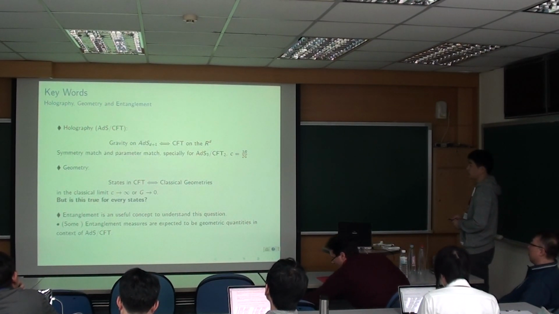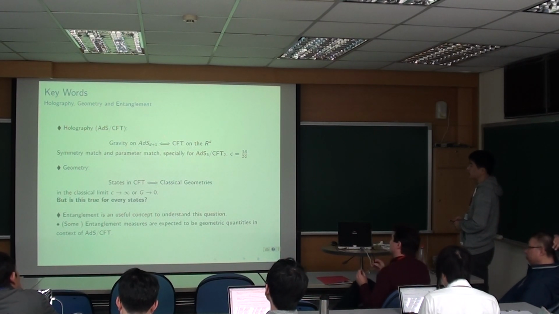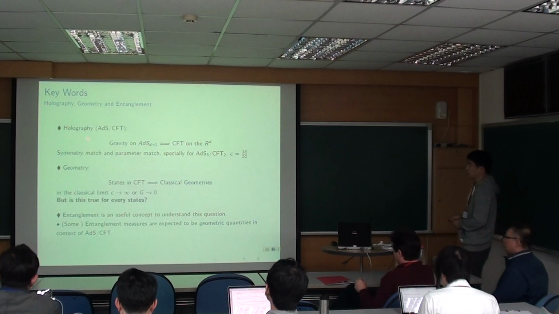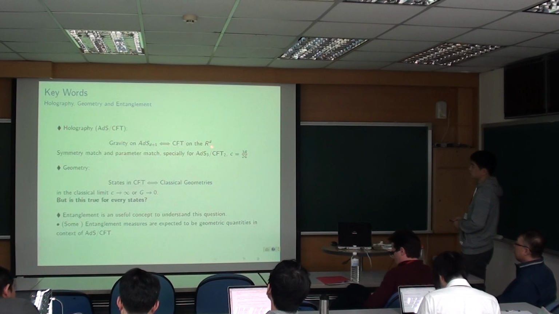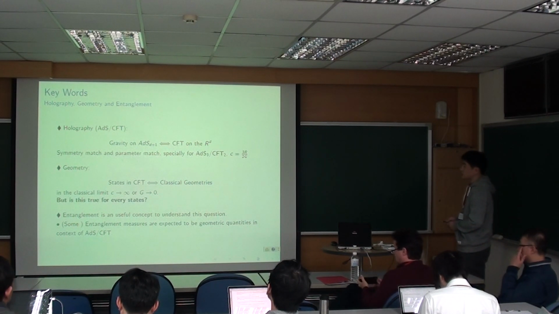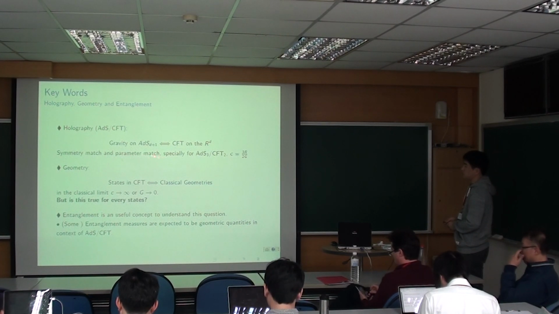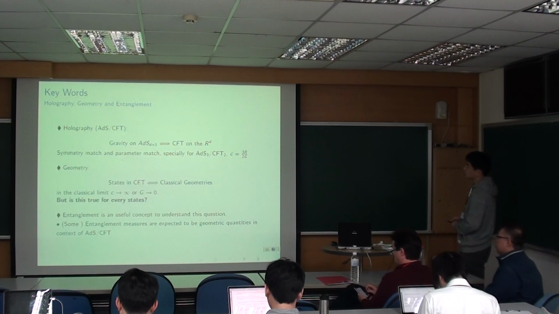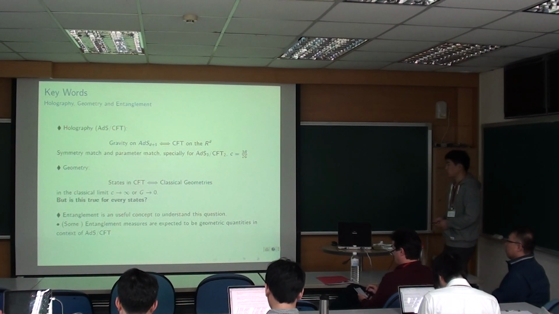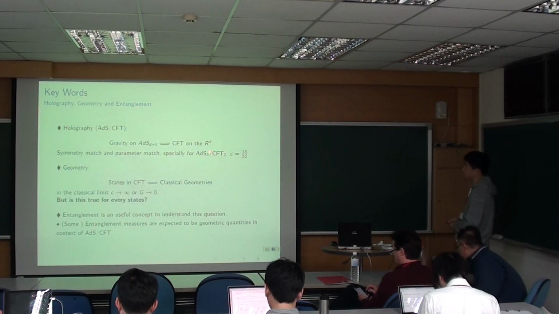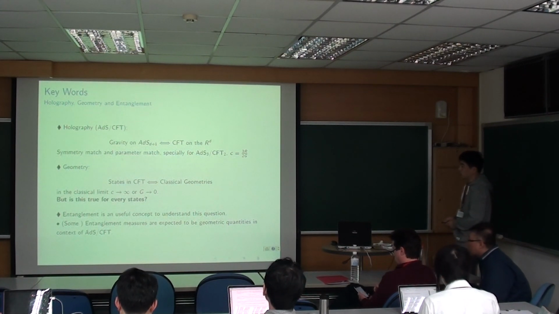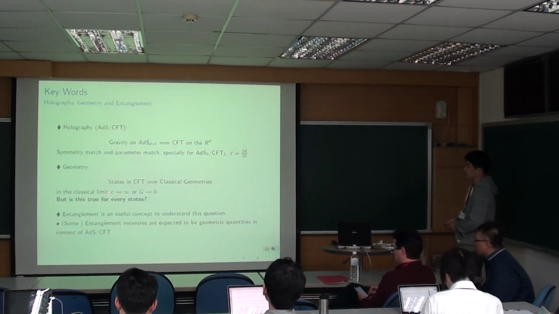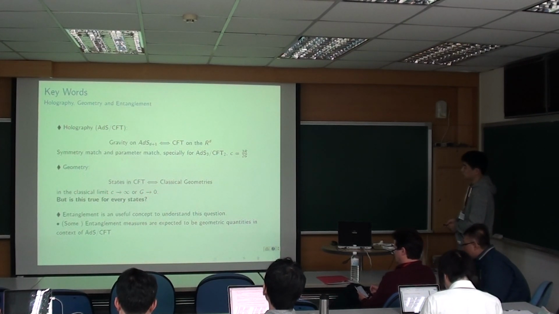I mainly talk about the context of AdS/CFT. AdS/CFT roughly says that gravity on AdS is dual to a CFT on some space, but this is not necessary. There are some checks of the symmetry matching and also parameter matching between these two theories. Specifically, for AdS-3 and CFT-2, the central charge of the CFT is related to the Newton constant in the gravity, and R is the radius of AdS space. Here we usually assume that in the classical limit, c goes to infinity, or equivalently G goes to zero.